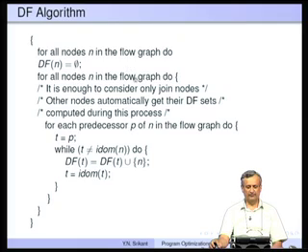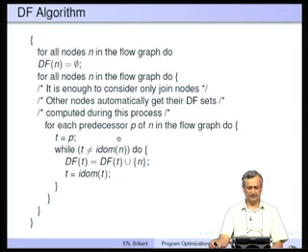So, the algorithm is straightforward. We looked at this algorithm in the previous lecture already. We always start from a predecessor of a node, and then go on climbing in the dominator tree until we meet the immediate dominator of that node.